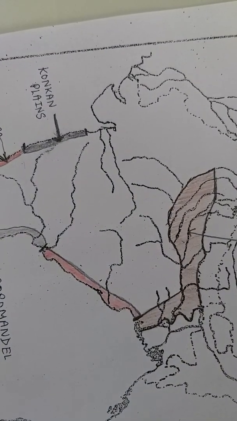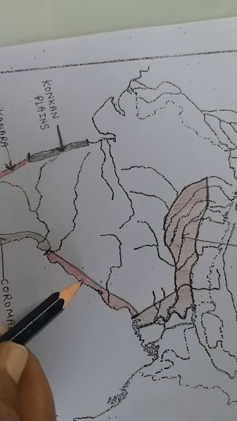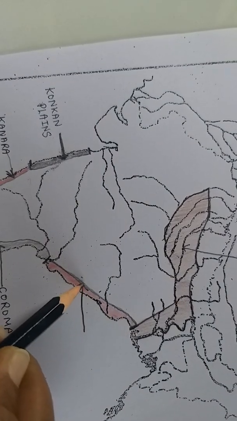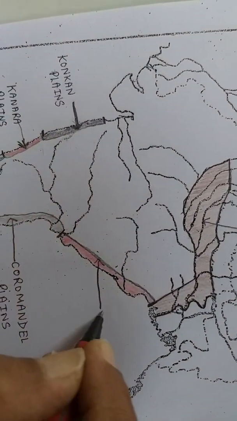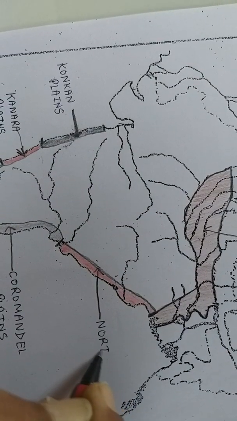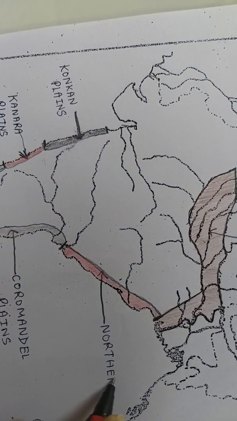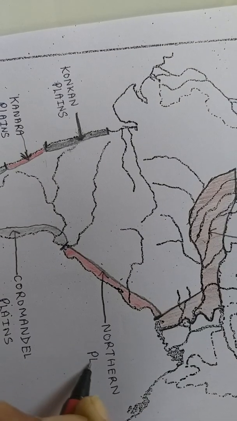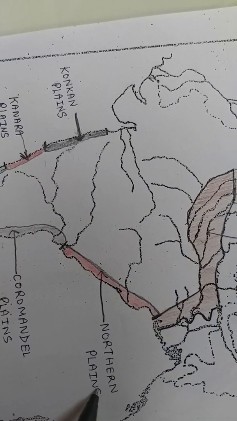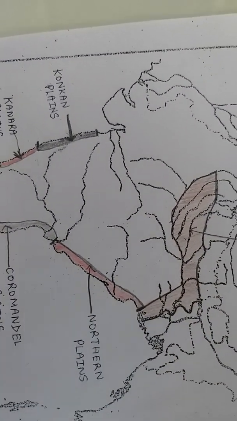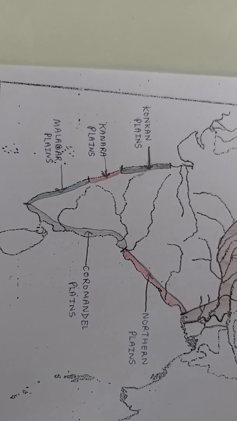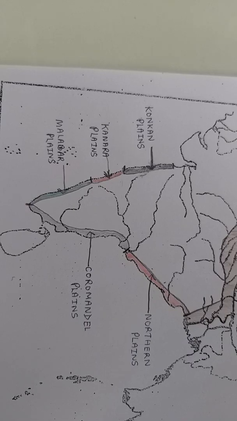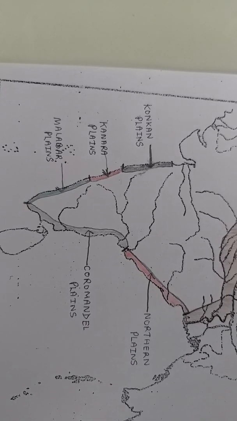Now let's label it. Pointer pointing at the plains. So this is Northern Circars Plains. So here we complete the plains: Konkan Plains, Canara Plains, Malabar Plains, Coromandel Plains and Northern Circars Plains.